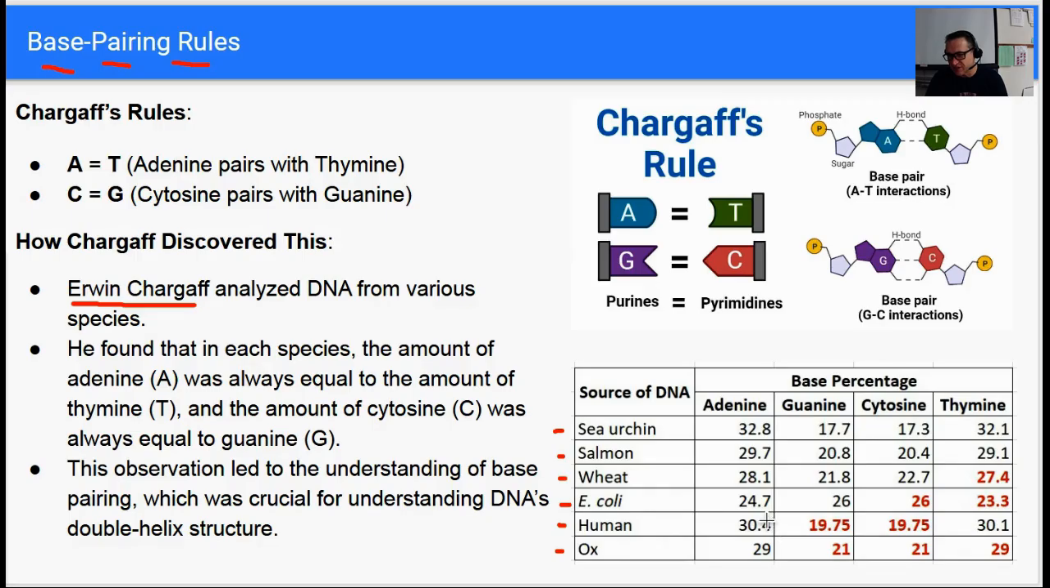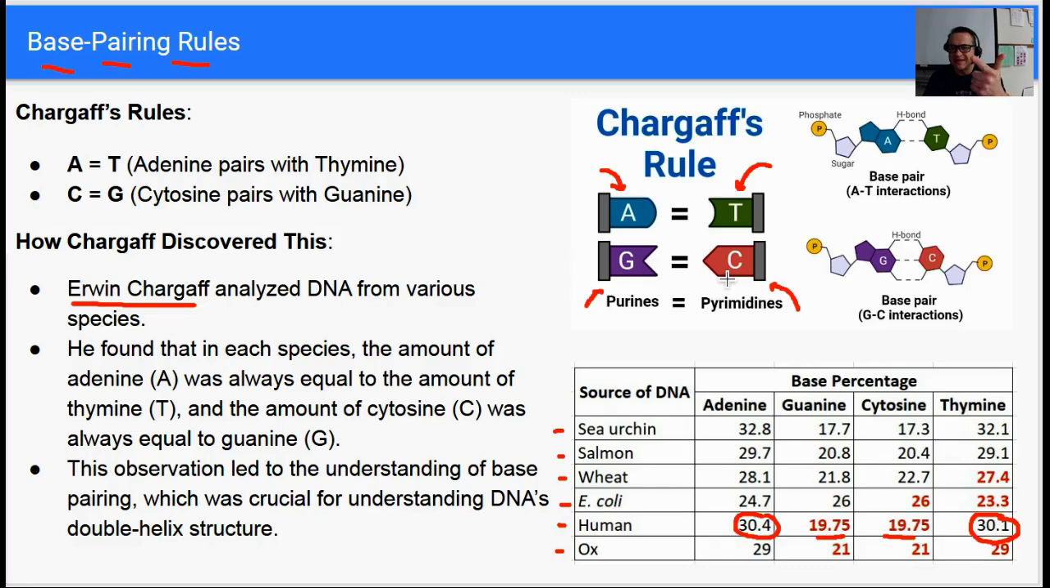So for humans, he saw, look, there's 30% adenine. Oh, there's also 30% thymine. And then you look at the guanine and cytosine, there's exactly the same amount. That's because every time there's an adenine on one side, there's going to be a thymine on the other side. If there's a guanine on the left, there's going to be a cytosine on the right side of the DNA. So you need to know that.